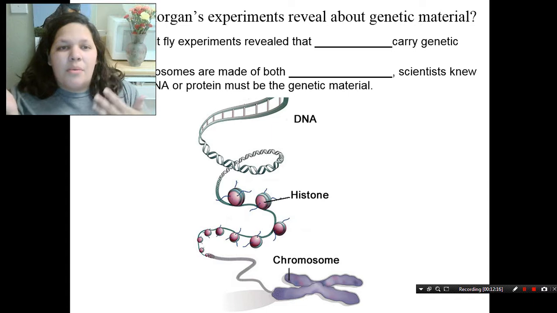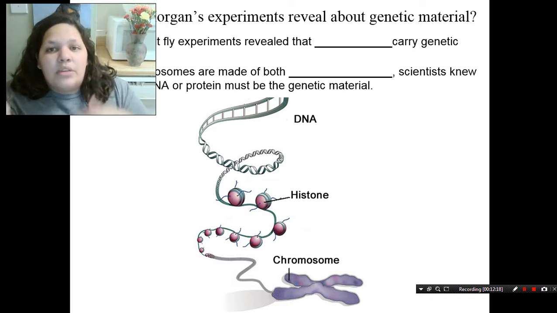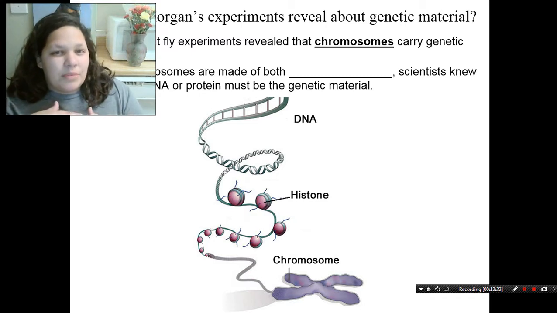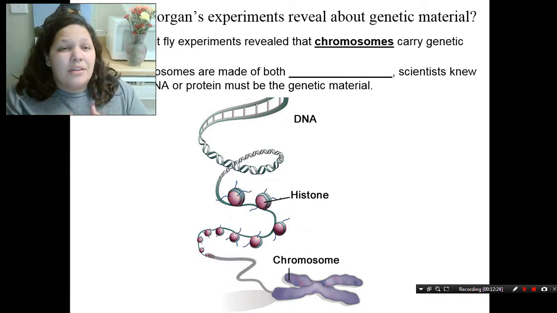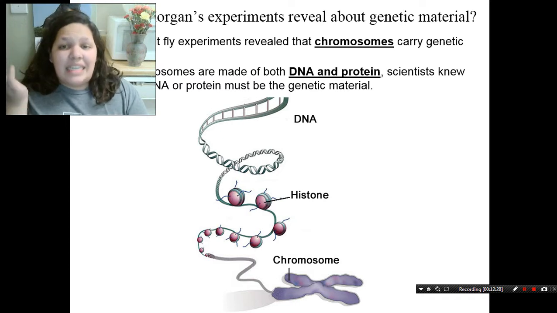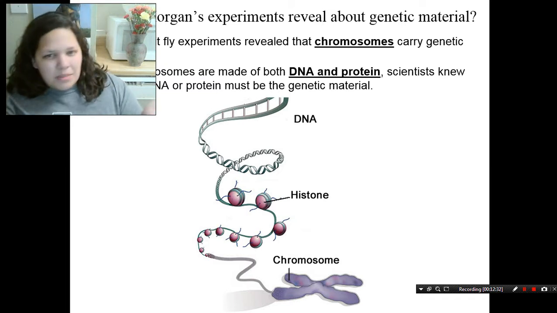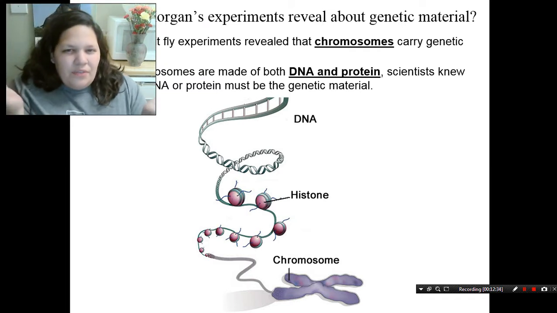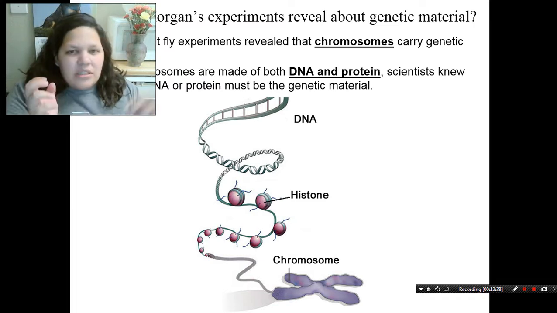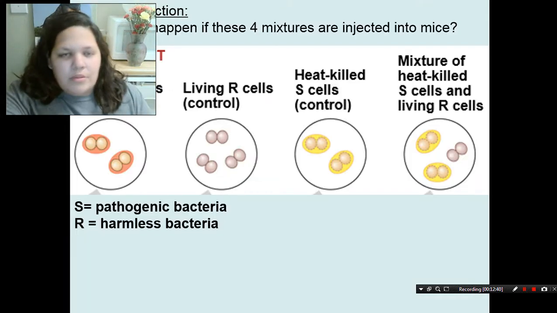So let's first talk about Morgan's experiment and what it revealed about genetic material. Morgan had a fruit fly experiment, and it revealed that chromosomes carry genetic material. Since chromosomes are made of both DNA and protein, scientists knew that either DNA or protein must be the genetic material. So they figured it out: it's not going to be carbs, it's not fats, it's going to be either DNA or protein.